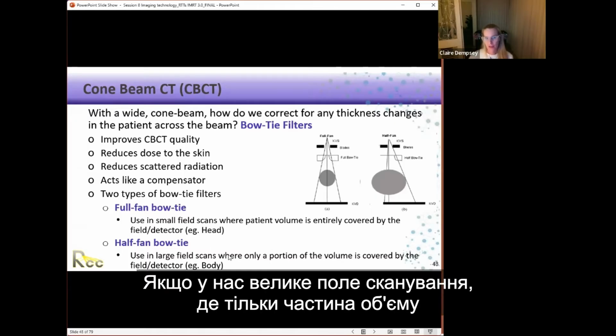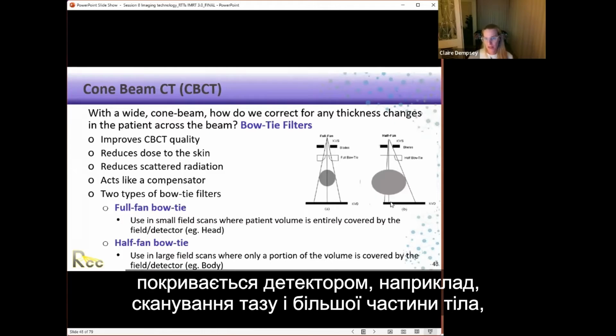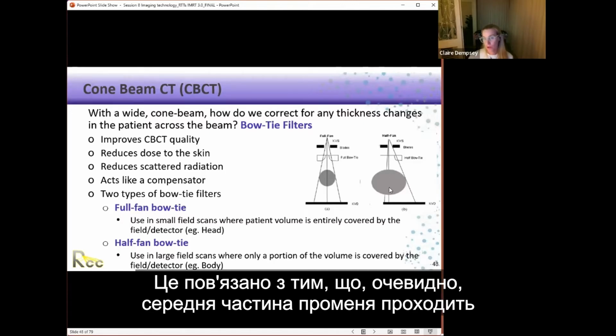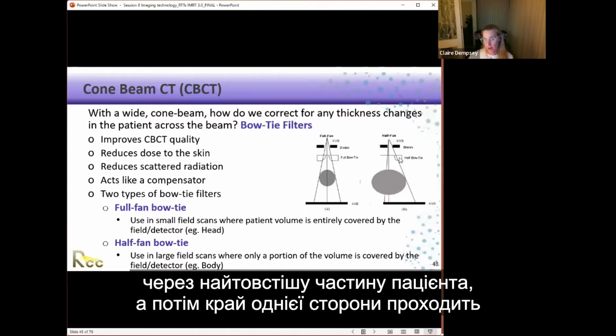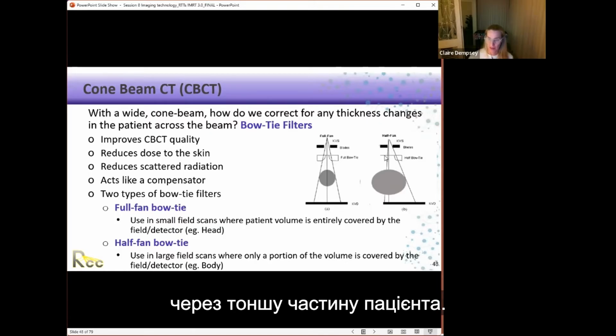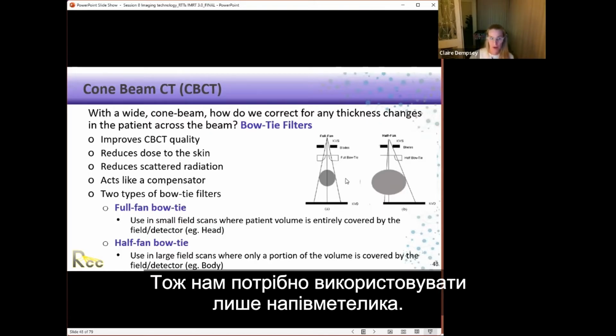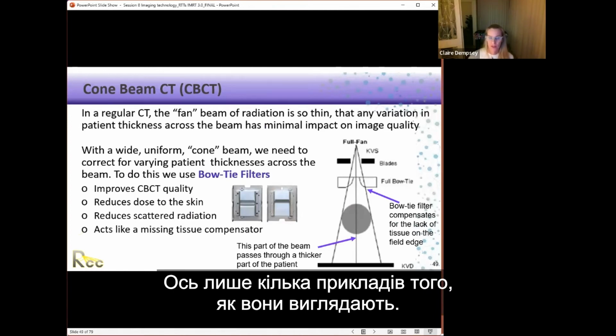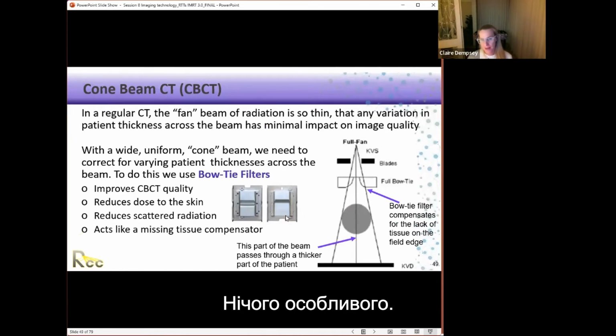If we have a large field scan where only a portion of the volume is covered by the detector, such as your pelvis and more of your body scans, we use a half fan bow tie. This is because the middle portion of the beam is passing through the thickest part of the patient, and then the edge on one side is passing through the thinner part of the patient. So we only have to use a half beam bow tie. There are just some examples of what they look like. It's nothing fancy.